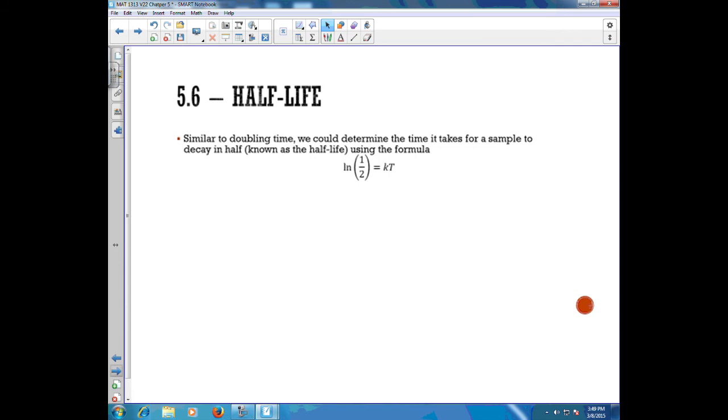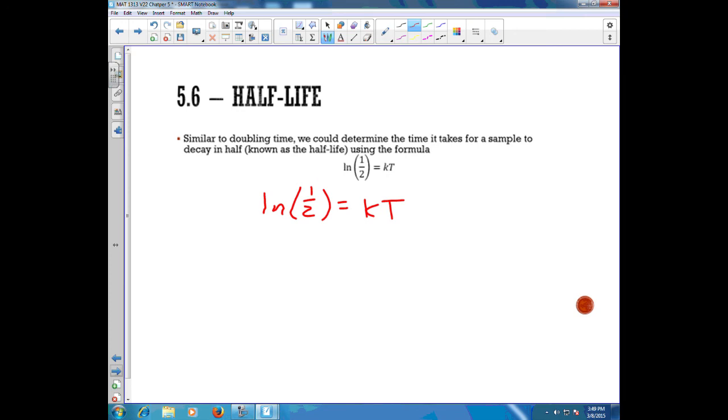So, we could also talk about things being cut in half over time. Right? So one thing that's really relatable to this is when we talk about radioactive decay. Radioactive samples decay at a rate known as the half-life. So if we're looking for the time that it takes for a sample to decay in half, we want to have half the original amount. We can use a very similar formula, except now it's the natural log of 1/2 is equal to k times T.